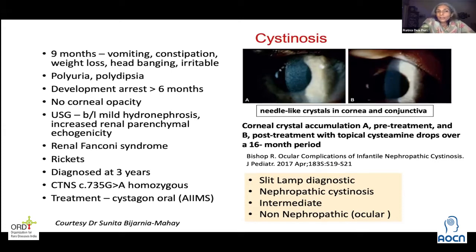So when you have renal tubular acidosis, because this is a treatable cause, it's important to keep this in mind, do a simple slit lamp examination and get your diagnosis. In fact, there is a later onset phenotype, which is purely ocular. You may not have any other features.